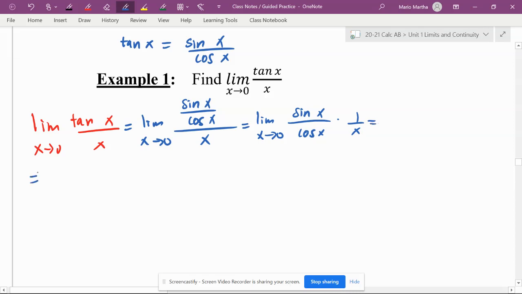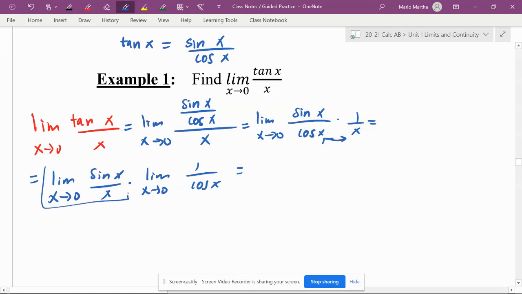If we continue on, I'm going to change the order of some things. The limit as x approaches 0 of sine of x over x, times the limit as x approaches 0 of 1 over cosine of x. The first part we know has already been established: it's equal to 1, so I take advantage of that. Then for the limit of 1 over cosine of x, if you do direct substitution, cosine of 0 happens to be 1, so you're in the safe zone. So 1 over 1, and therefore my answer is just positive 1.